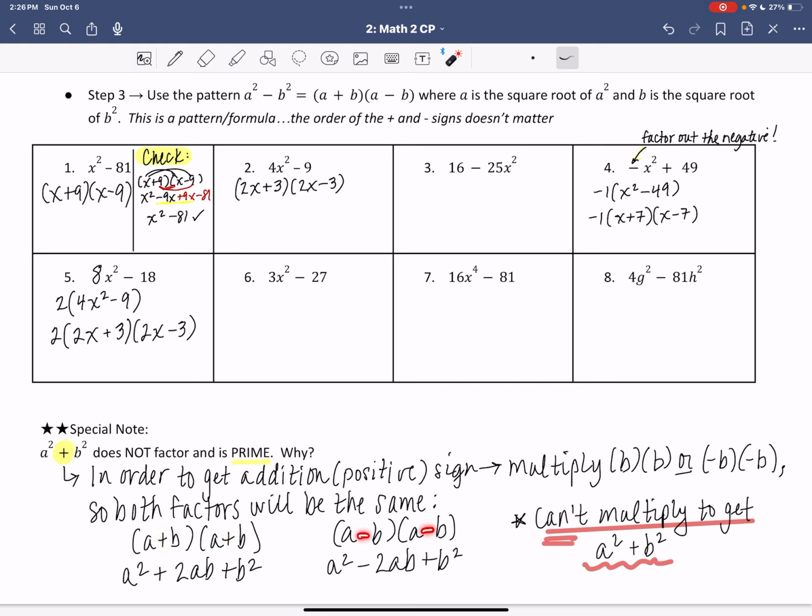Here, notice these are both negative. So if you're to distribute, you get a squared, and then here you get negative ab and negative ab, which gives you negative 2ab. And then negative b times negative b gives you positive b squared. So again, notice that it has that term in the middle. So if you have a plus sign in the middle, you cannot factor it. So you can't multiply to get a squared plus b squared. So make sure you write that down.